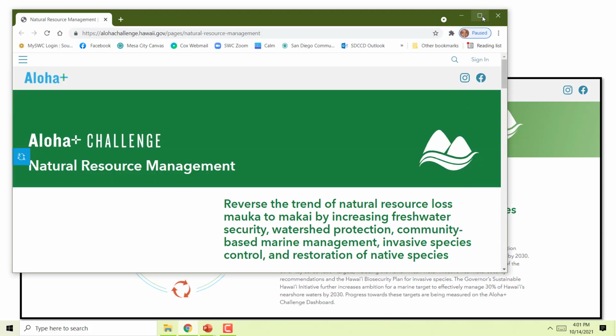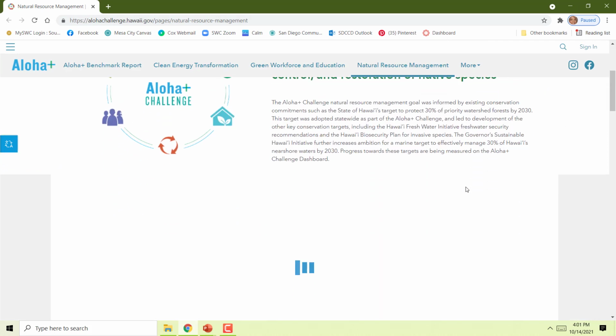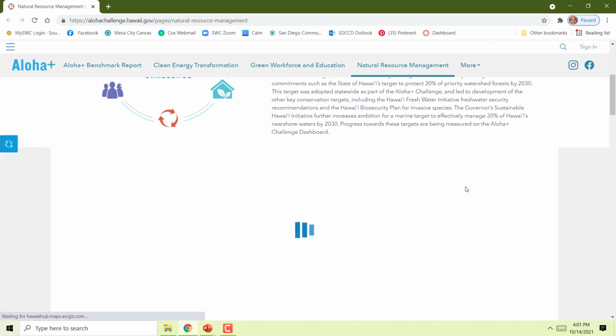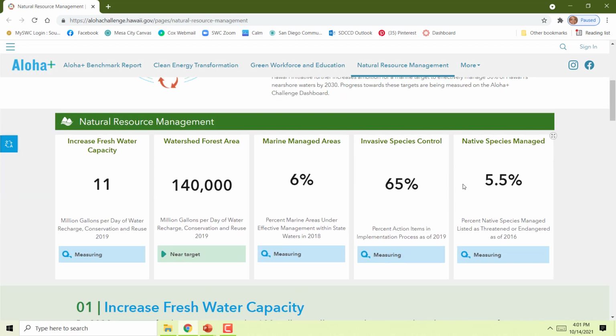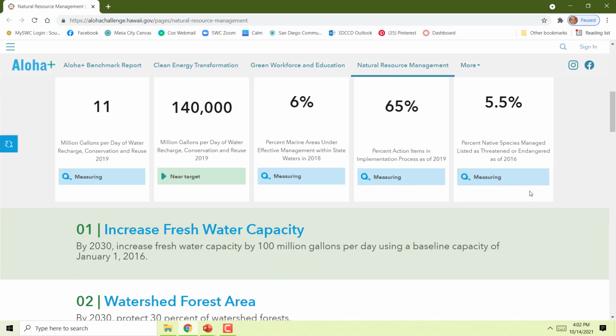If we go to the internet and we actually look at this project, it is constructed like a story map, and you can scroll down and get infographics like this one. And so here's some statistics for you, and looking at the first one, the million gallons per day of water, and then in the goal to increase freshwater capacity, watershed forest areas, looking at how much area is protected in marine managed areas, trying to get a handle on invasive species control and managing the native species.